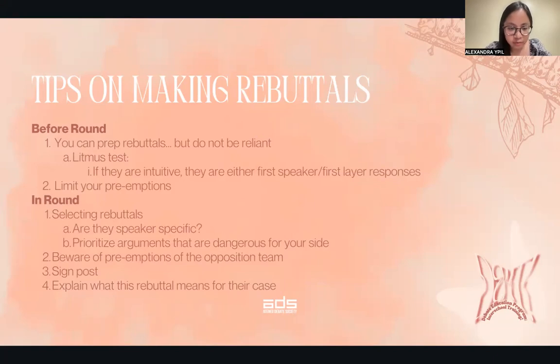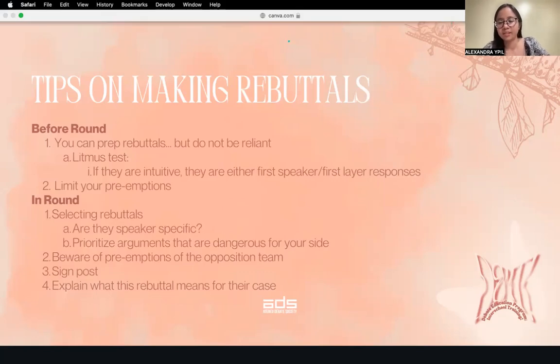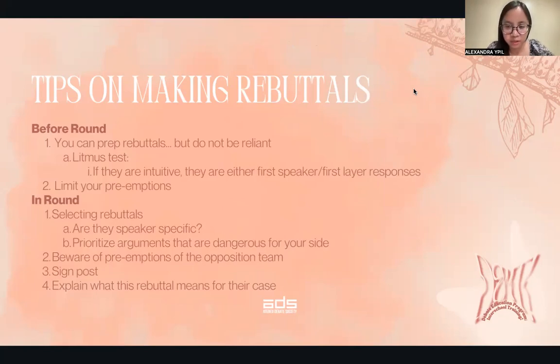When you're in round, in terms of selecting rebuttals, the first is: are they speaker specific? For example, if you want to rebut a model or challenge a frame, that should be done at first speaker. If it's an argument provided by the speaker before you, you should prioritize that compared to other arguments in the round. You also want to prioritize in terms of how dangerous they are for your side. Generally, arguments that directly clash with your argument should go first compared to ones that don't really clash. For example, they argue the principle, you argue pragmatic. You always have to prioritize the pragmatic rebuttals and vice versa, because the principled argumentation doesn't really threaten the pragmatic arguments unless the speaker explains why.